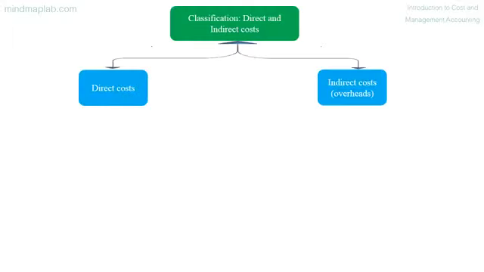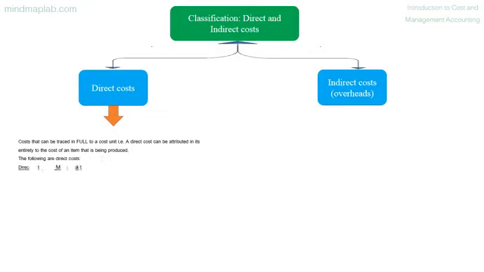Classification: direct and indirect costs. Direct costs. Costs that can be traced in full to a cost unit. That is, a direct cost can be attributed in its entirety to the cost of an item that is being produced. The following are direct costs.